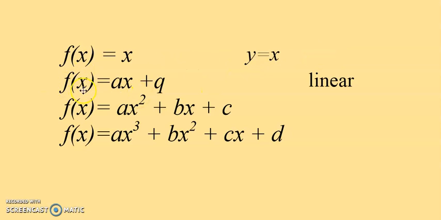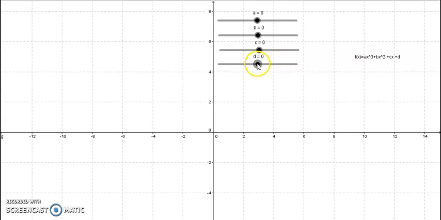We will look at the function ax plus q, where I'm going to change this to the value of a, this to a c value, and this to a d value. We will look at f of x is equal to ax squared plus bx plus c. This is the quadratic one. The ax plus q is the linear one. And then we're going to look at the cubic one as well.